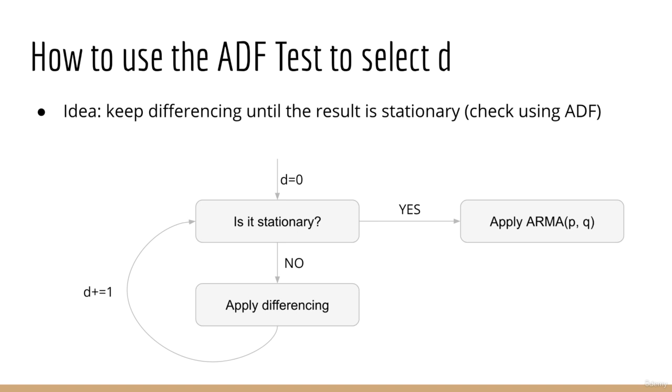Otherwise, we'll difference the dataset. Then we'll run our ADF test again. Again, if we get a p-value below the significance threshold, then we'll say it's stationary. Since we differenced once, we'll say that D is equal to 1. If the ADF test still does not reject the null, we might difference again.